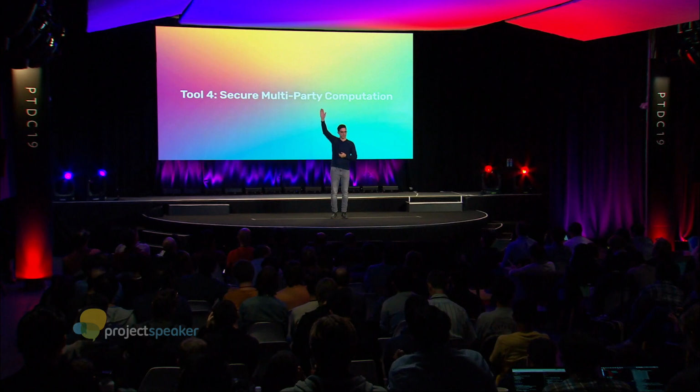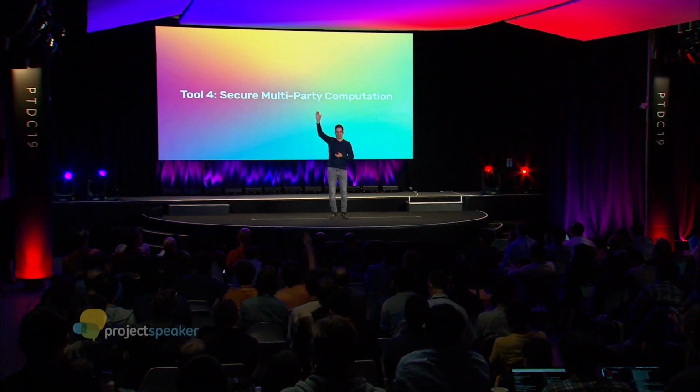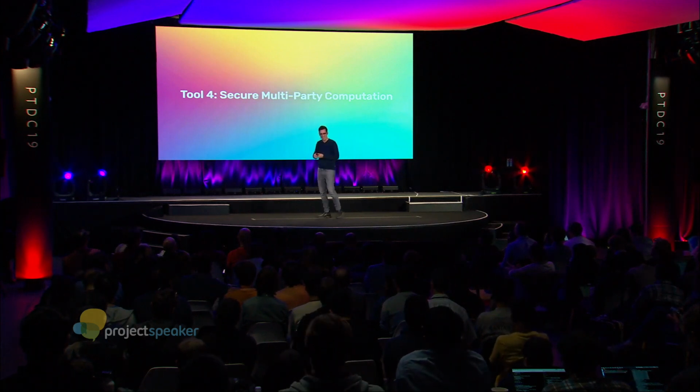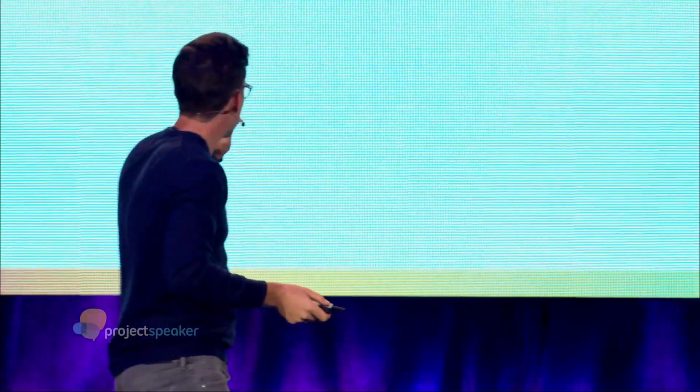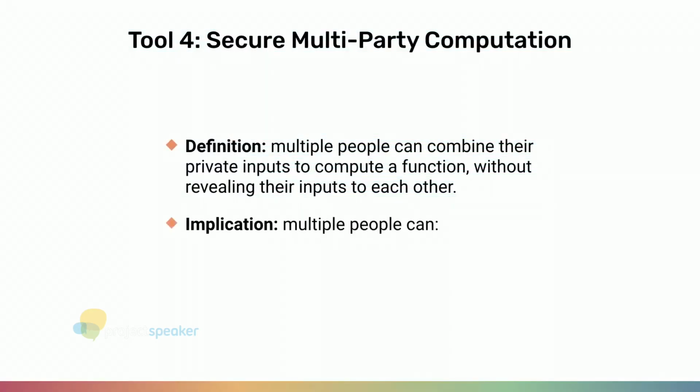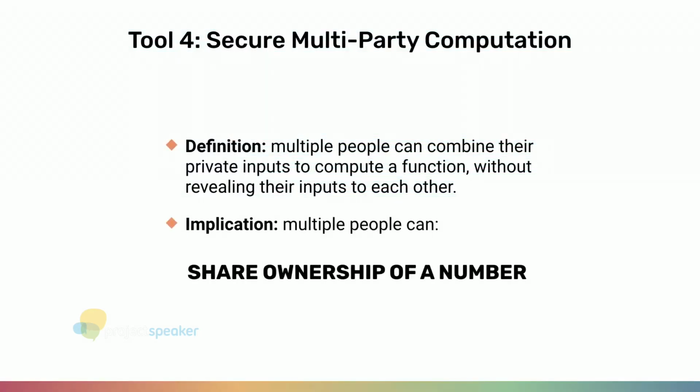Secure MPC? Anyone? All right, cool. I can see you. Yeah. So secure MPC is the most magical algorithm I have come across since learning about machine learning. I am super excited to tell you about it. It's really cool. So this is close to the textbook definition, but for the context of machine learning, the implication of this definition is that multiple people can share ownership of a number.